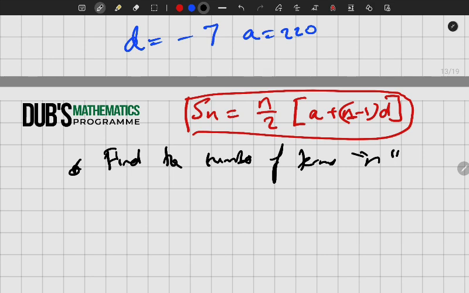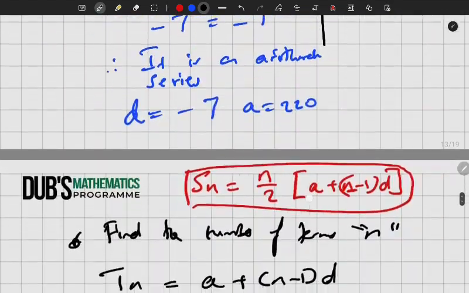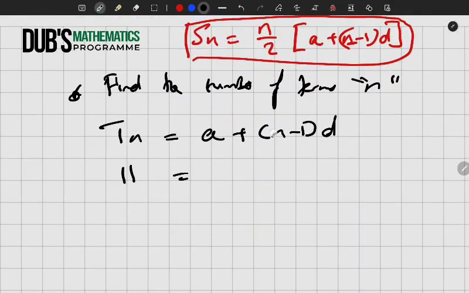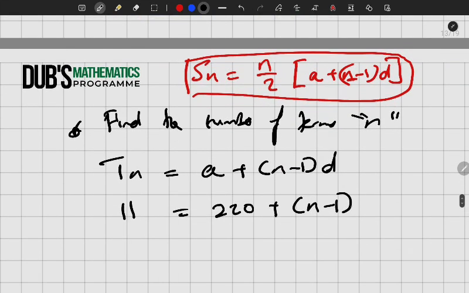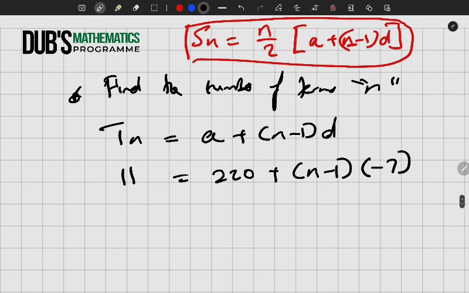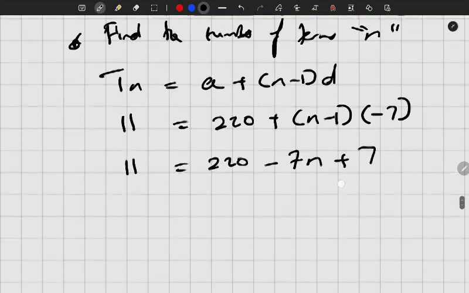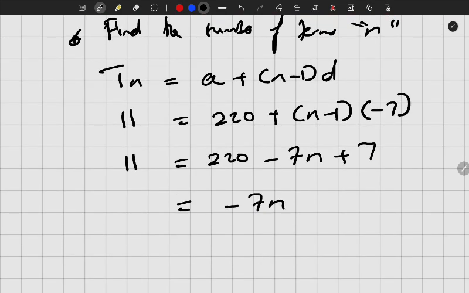How do we find the number of terms? We know that Tn would be a plus n minus 1 times d. We know that the last term here is negative 11. So Tn is negative 11, a is 220, we want n, and d is minus 7. So we have negative 11 equals 220 plus n minus 1 times minus 7.